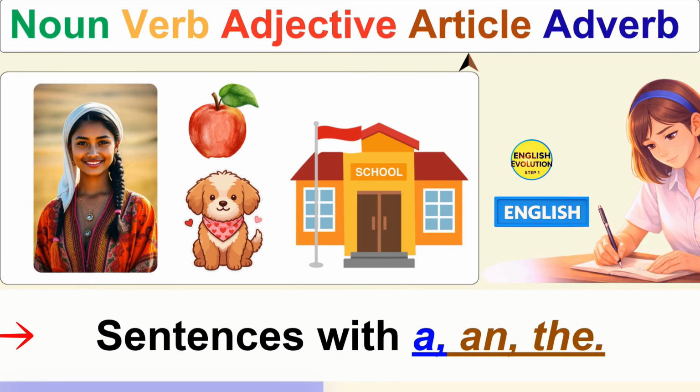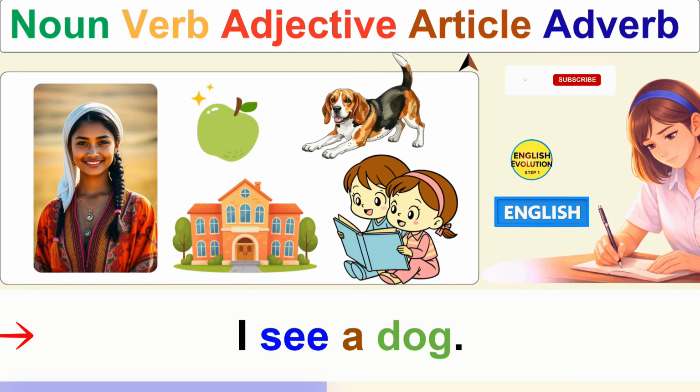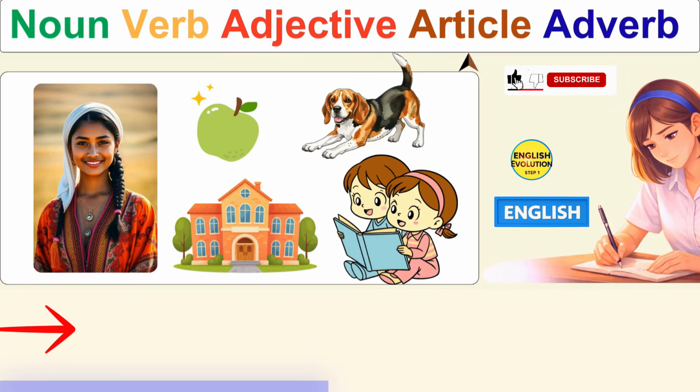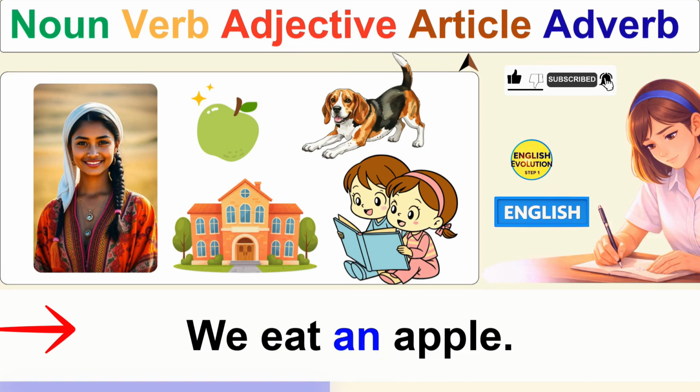Sentences with a, an, the. I see a dog. We eat an apple.